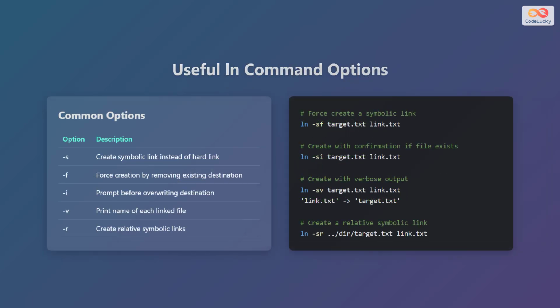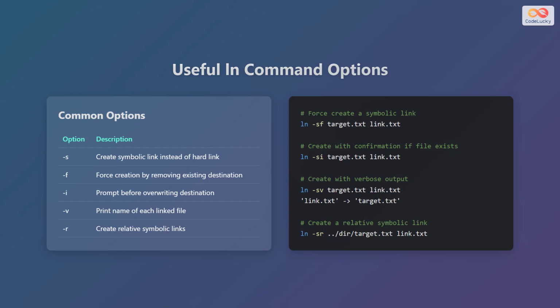Here are some useful options for the ln command. The -s option creates a symbolic link instead of a hard link. The -f option forces the creation of a link by removing an existing destination file, if it exists. The -i option prompts for confirmation before overwriting an existing destination file. The -v option prints the name of each linked file after it is created. The -r option creates relative symbolic links, which are useful when the target and link are in the same directory or subdirectory.